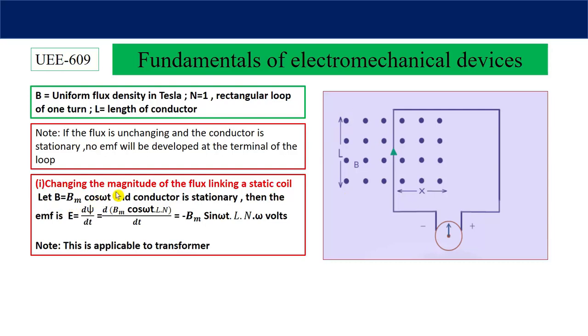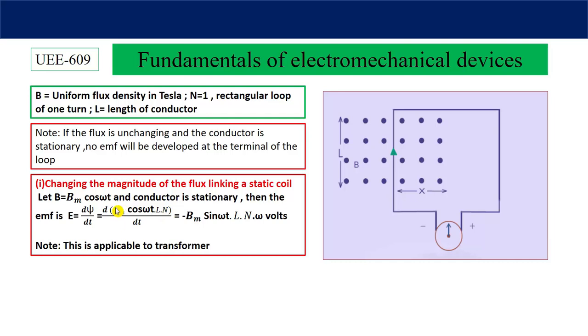Just for simplicity, I have taken this as a sinusoidal or cosinusoidal magnetic field. So B is equal to Bm cos omega t. To obtain this, obviously we have to apply an AC sinusoidal voltage across the electromagnet. So let's start from this point: we have B equal to Bm cos omega t and the conductor is stationary. Then the induced EMF is e equal to d psi dt. So d dt of psi, where psi is equal to Bm cos omega t into L into N.